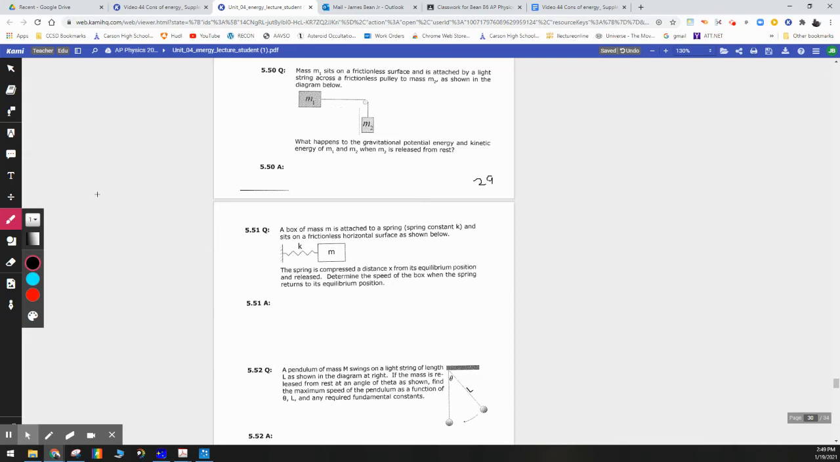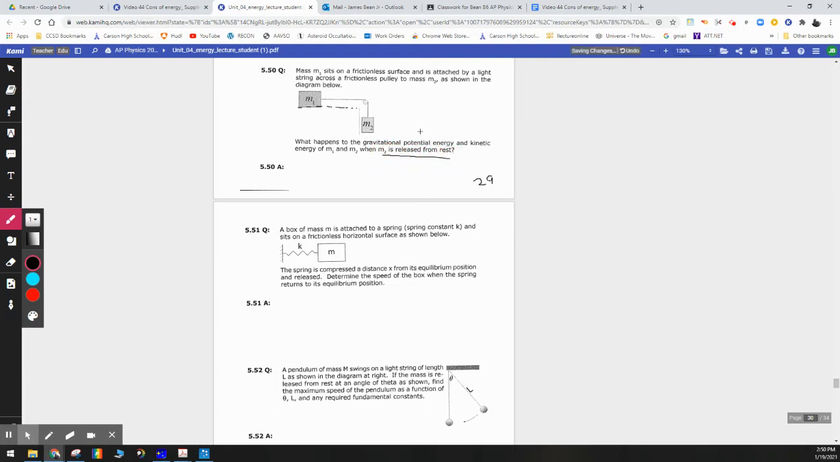5.50. Here we have this, go ahead and read the problem. We'll put this right here, like so. A mass M1 sits on a frictionless surface and is attached by a light string across a frictionless pulley to mass M2 as shown below. What happens to the gravitational potential energy and kinetic energy of M1 and M2 when M2 is released?